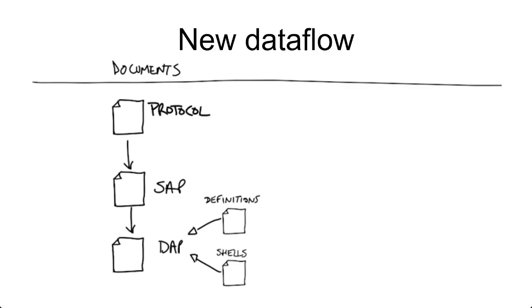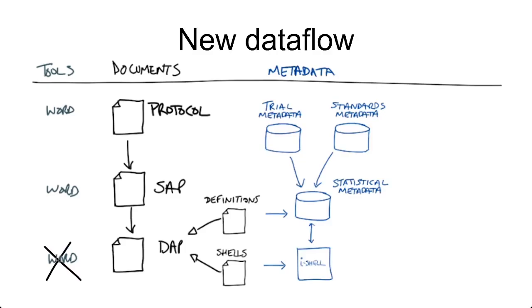Now, today, typically, all of this will be created in Microsoft Word, maybe Excel occasionally in places, but effectively using tools for human readable documentation. And what we're really looking at is making that move. At the very least, the DAP doesn't get created as a Word document, it gets created using tools that allow us to write it in a machine readable format, and therefore is stored as metadata.